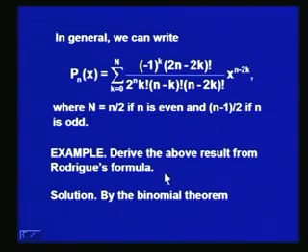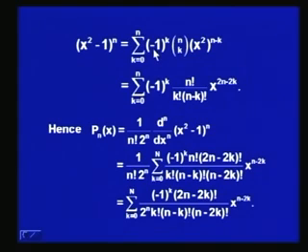By binomial theorem, we can write (x^2 - 1)^n as the sum over k equal to 0 to n of (-1)^k nCk (x^2)^(n - k), which can be written as the sum over k equal to 0 to n of (-1)^k n! over k! (n - k)! x^(2n - 2k). Now, put this value of (x^2 - 1)^n in the Rodrigues formula: P_n(x) equal to 1 over n! 2^n d^n/dx^n of (x^2 - 1)^n.